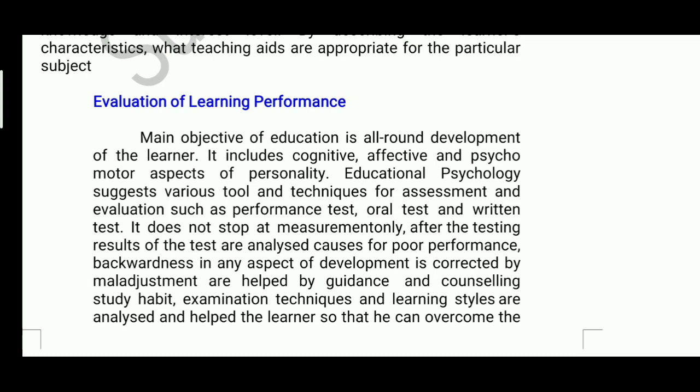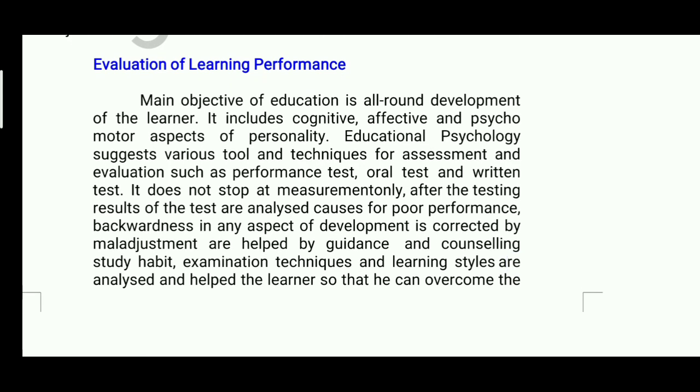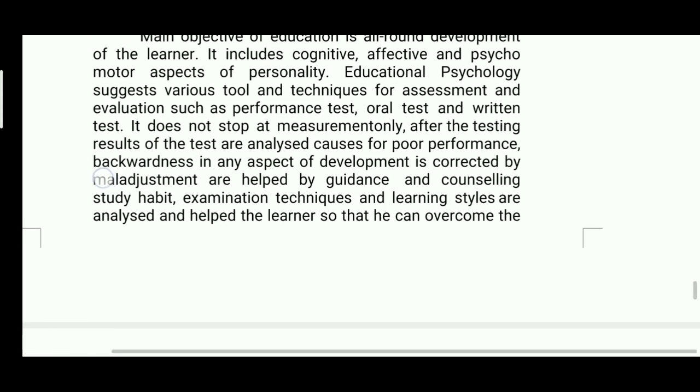Written test does not stop at measurement only. After testing, the results of the test are analyzed, the causes of the poor performance and backwardness of children are found, and remedial teaching can be done accordingly. In the aspect of development, maladjustment is corrected, helped by guidance and counseling. Study habits, examining techniques and learning styles are analyzed and help the learner so that he can overcome the difficulties.